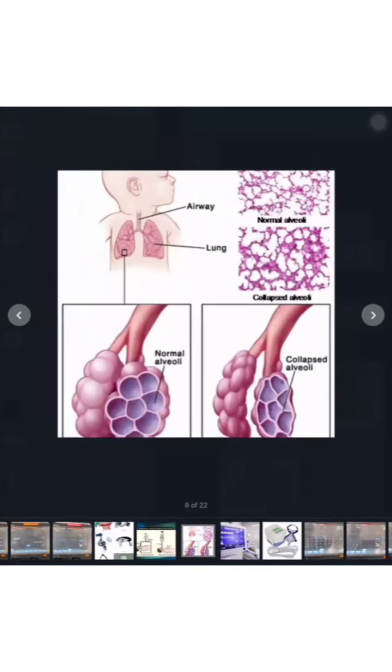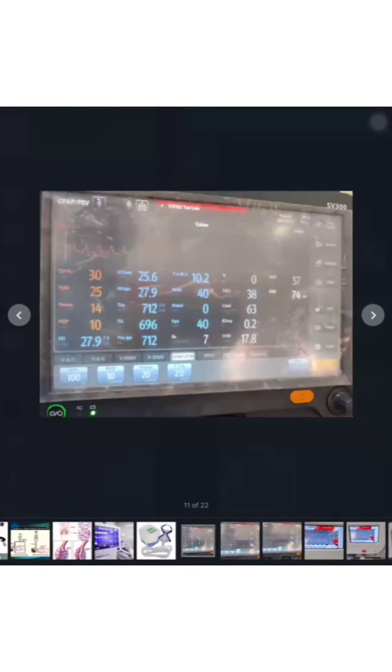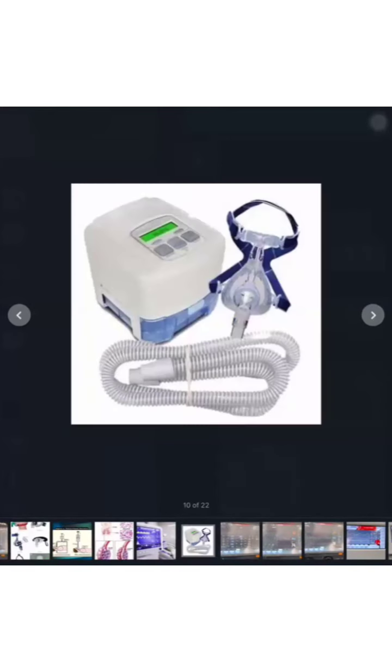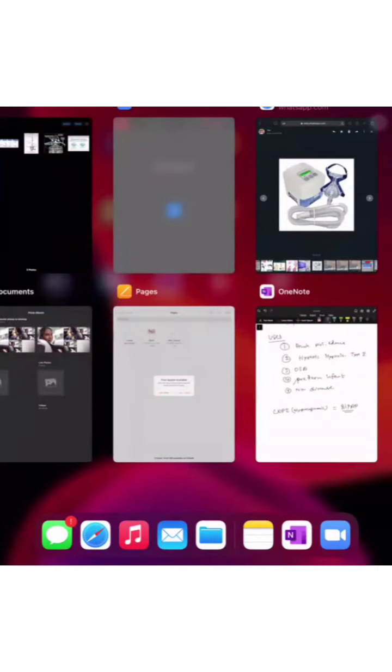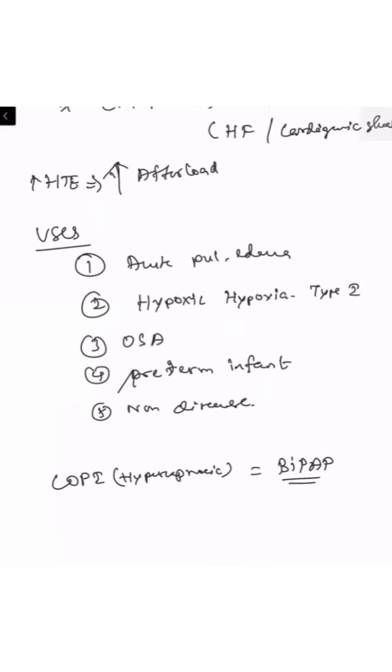And this is the normal alveoli. This is the collapsed alveoli. So we are recruiting the collapsed alveoli with the help of CPAP. This is the normal CPAP machine, which is used for obstructive sleep apnea patients. In the BiPAP machine, there are two modes available. So this is about non-invasive ventilation, and we can wind up the session today. We will discuss mechanical ventilation in our next session.